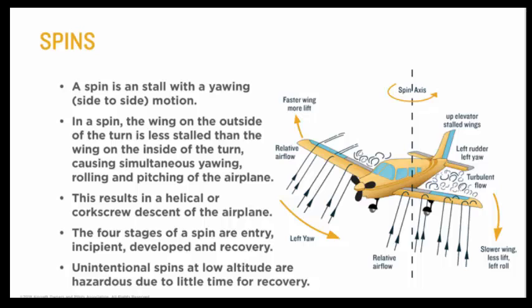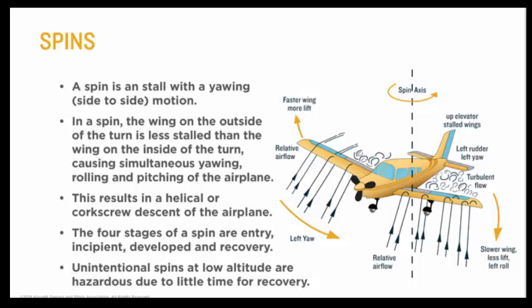Now we can talk about the four stages of a spin. So the first one there you see is entry. The pilot intentionally or unintentionally provides the necessary elements for the spin, including the stall and the yaw.